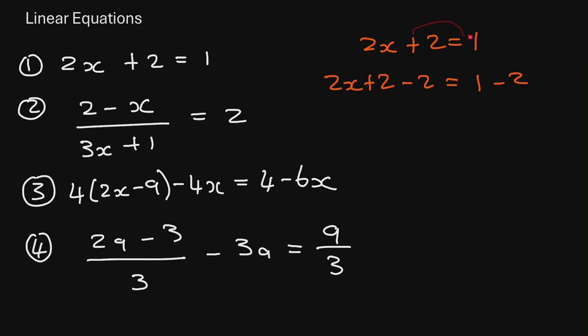So now, if you say 2 minus 2, this will cancel out, and that's going to just be 0. And then you are left with what? With 2x, which is equal to 1 minus 2, which is the same thing as minus 1.